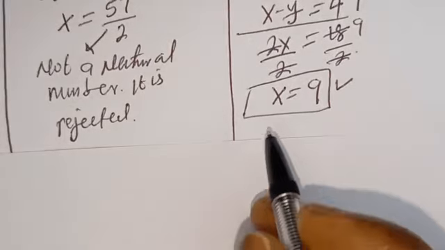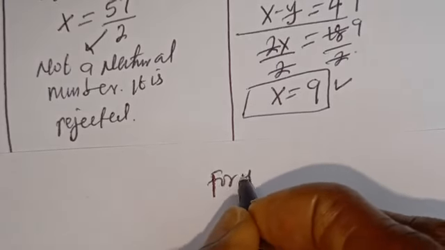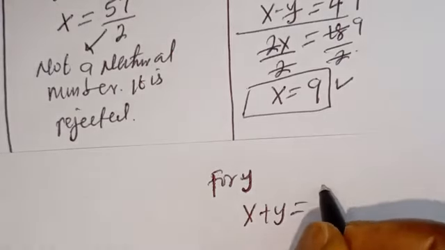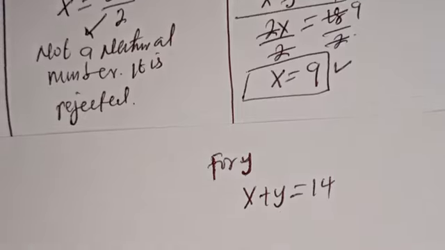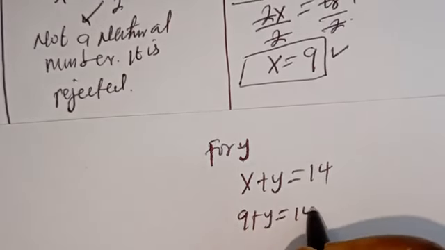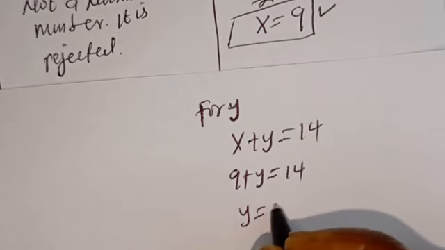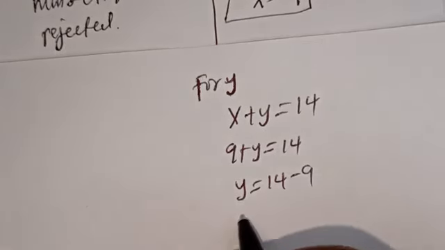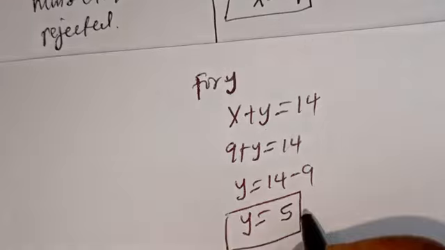Then we can solve for y when x is equal to 9. Then for y, we have x plus y equal to 14. When x is equal to 9, we have 9 plus y is equal to 14. y is equal to 14 minus 9. Then y is equal to 5. This is also a natural number.